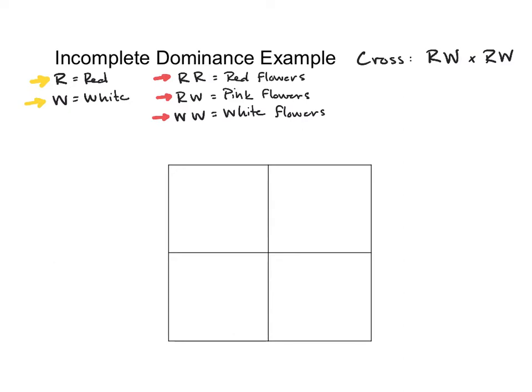So in our example, we're going to cross a heterozygous pink flower with another heterozygous pink flower. They both have the genotype RW. So we're going to put the genotypes on the top and the side of the box, and then you can fill out your Punnett square.